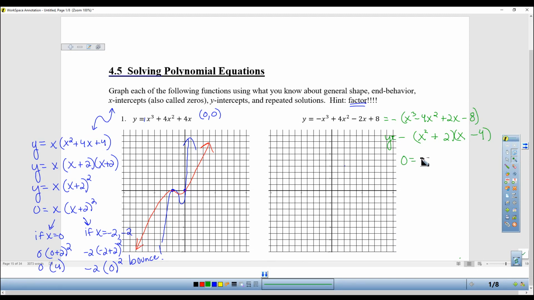When I set that equal to 0, I have this funny problem where this one's easy, x is equal to 4, but what squared plus 2 would make that 0? Well, if you're not sure, if you can't do it in your head, then actually set it equal to 0.